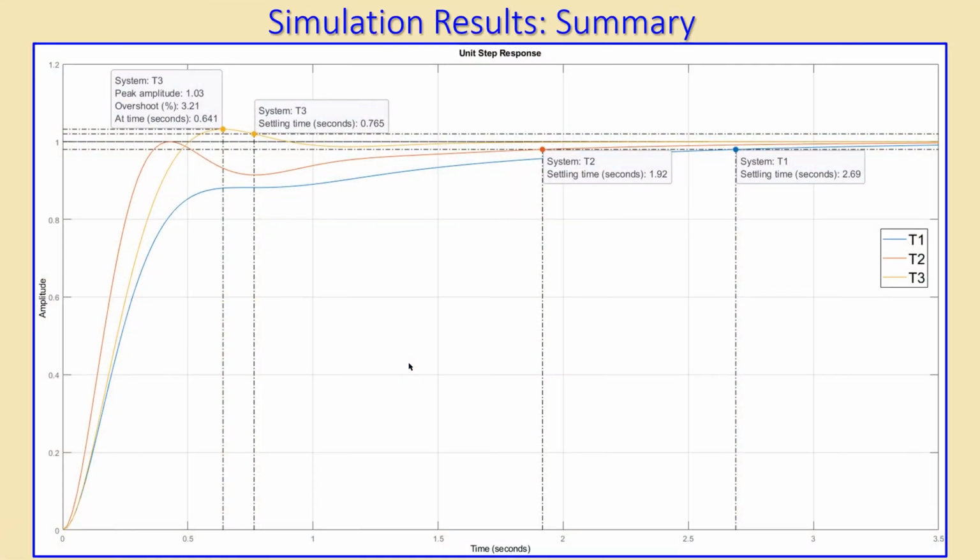So let's also look at the summary. What we have done in total is we have designed 3 controllers, and I have now plotted here T1, T2 and T3, which are the closed loop systems with the associated PI controller. T1 is the closed loop system with the PI controller in the original design, T2 is the one with the adjusted PI controller gain, and T3 is the one with the adjusted PI controller zero. So we have now all of them together.